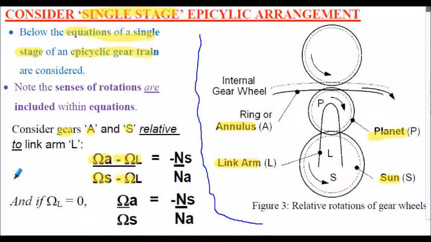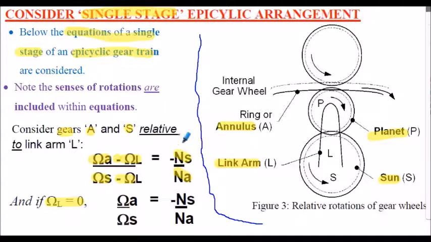Now, what we are going to do in the analysis in a moment to simplify this for ourselves, we're going to make sure that the link arm speed is always zero, and this is what the tabular approach helps us with. And then again, notice our relationship here. We've got the inverse here. Notice this is the number of teeth on the sun gear divided by number of teeth on the annulus. It's upside down, isn't it?